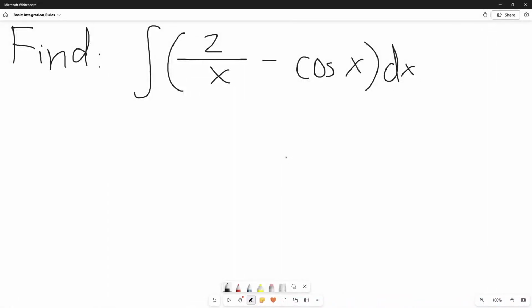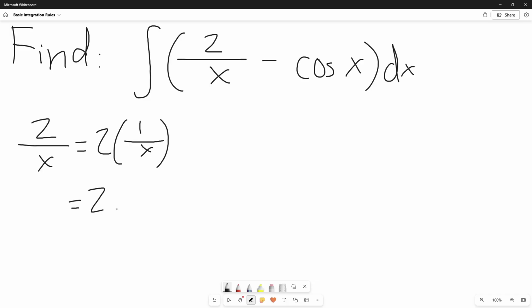Now, let's do one last practice problem. If you think you can do this one, pause the video and try it. This one asks to find the integral of 2 over x minus cosine x with respect to x. And as always, let's just focus on the 2 over x first. So 2 over x might be a little confusing to integrate at first, but you can notice that you can rewrite it as 2 times 1 over x, and we already know how to deal with these constants at the beginning, and we already know what the integral of 1 over x is.